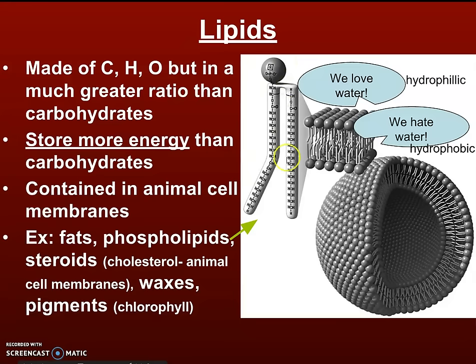However, the tails are hydrophobic. So we would call them not polar, but nonpolar, right? So the tails hate water, they repel water, they don't mix with water, they're not attracted to water, they are hydrophobic. And so what ends up happening, this is quite a confused molecule because we have a head that's polar and a tail that's nonpolar. So what ends up happening is when they all get together, the tails face each other, the heads face out, and they form a sphere.